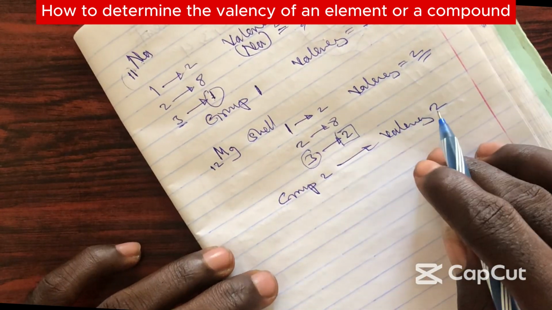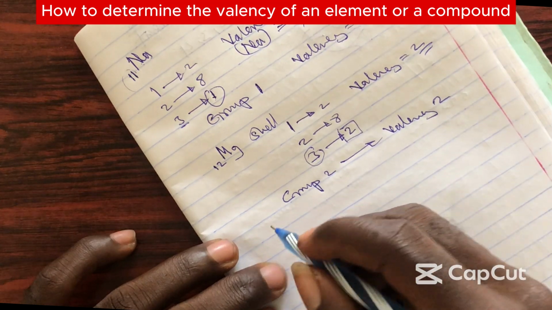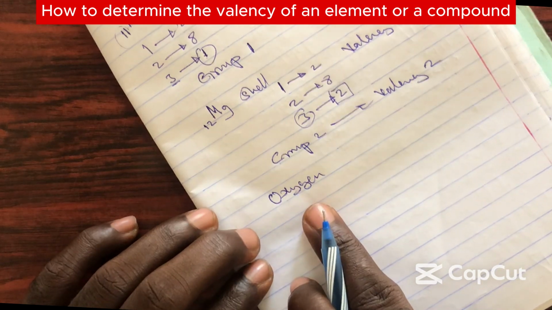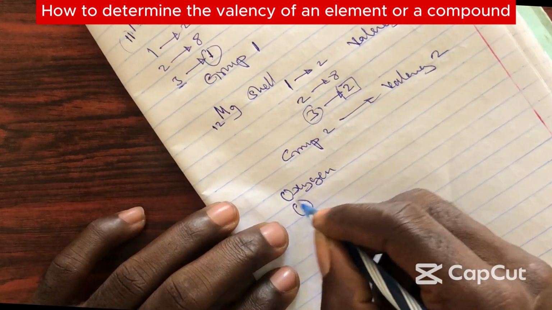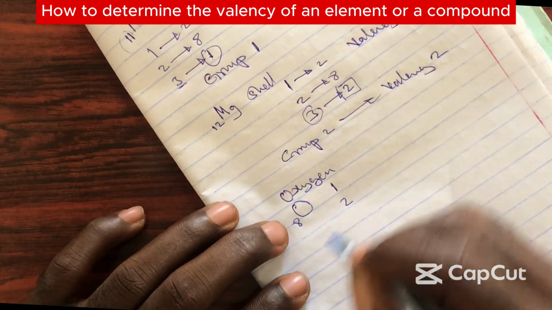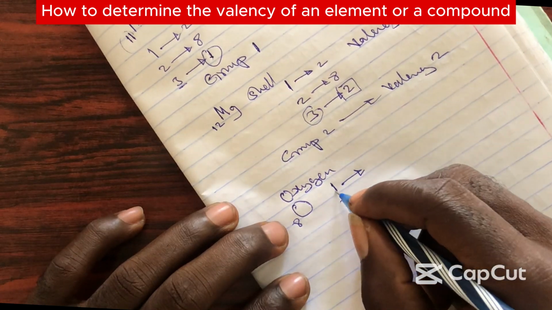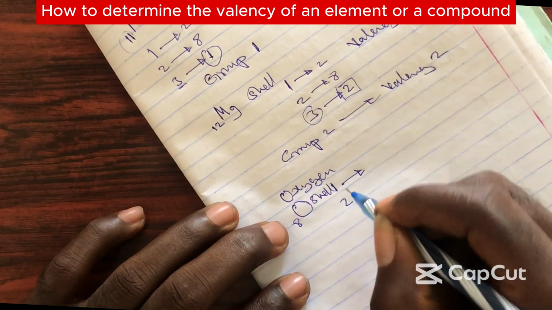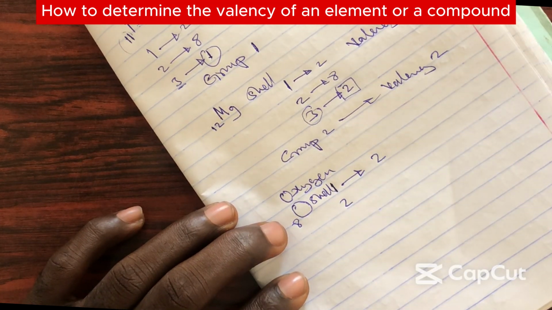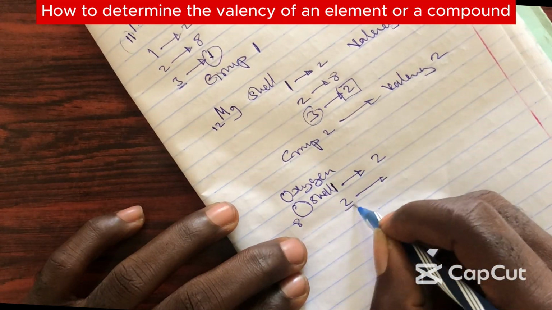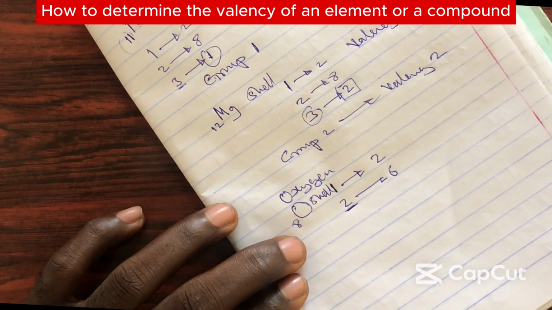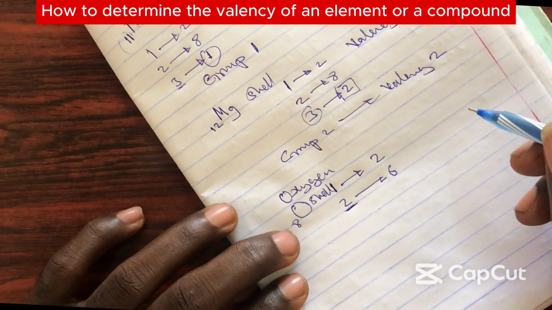Let's say oxygen. The atomic number of oxygen is 8. Oxygen has 2 shells. The first shell, that's shell 1, has 2 electrons. The second shell has 6 electrons. So 6 plus 2 gives us 8.